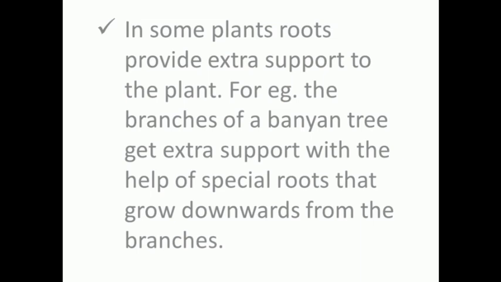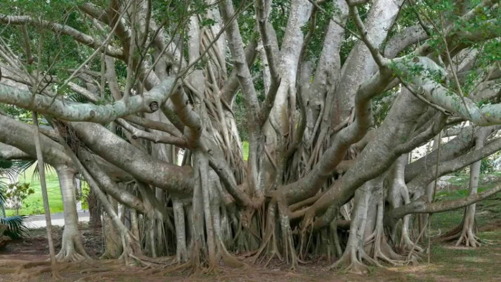So a single stem cannot bear such a heavy weight. What happens is that from the stems or the branches, some roots also grow downwards. These roots are meant for giving extra support from the sides, so that the branches don't break and fall down due to the heavy weight of the tree.